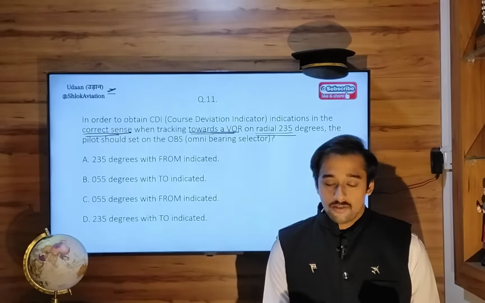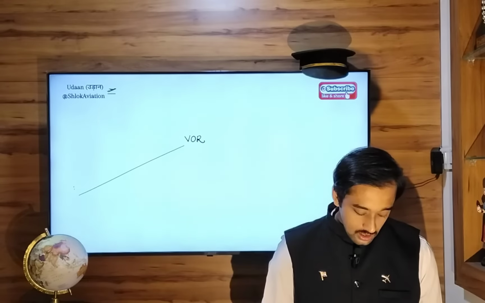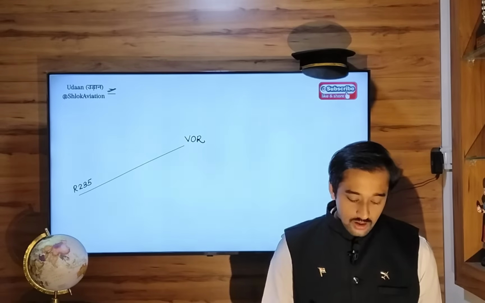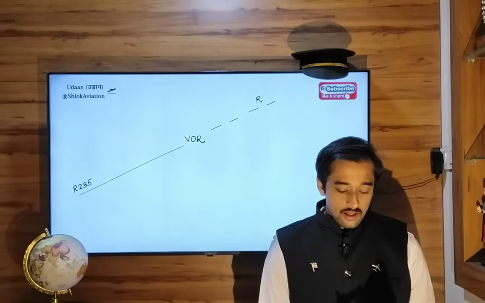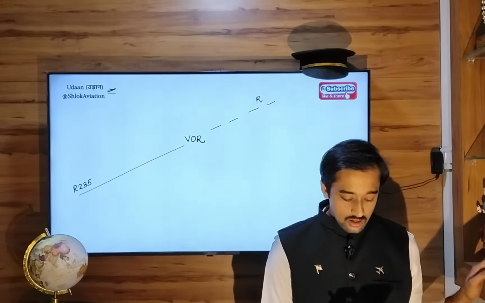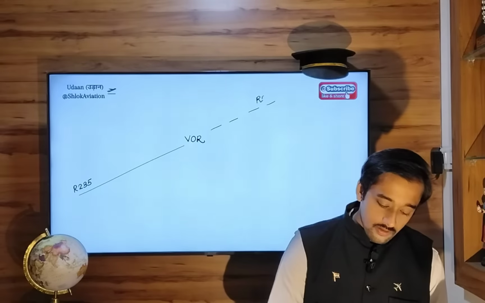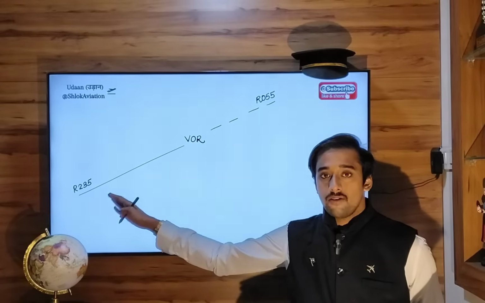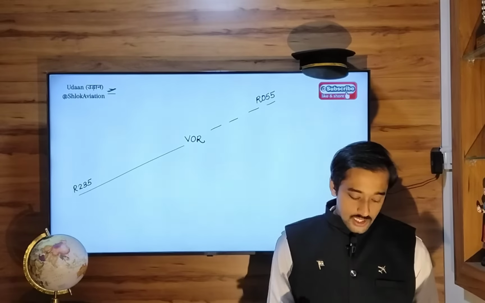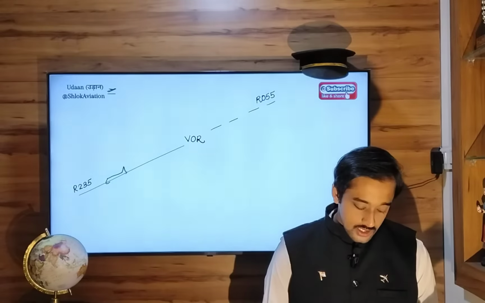On radial 235. So let's draw a VOR station. So this is your VOR station. This is your radial 235. Always draw the reciprocal as well. So the reciprocal of radial 235 will be radial 235 minus 180, 055. Fine. Now you can follow this radial, which is radial 235, and you can go outbound from a VOR station. There are two possibilities. You can go outbound from a VOR station.